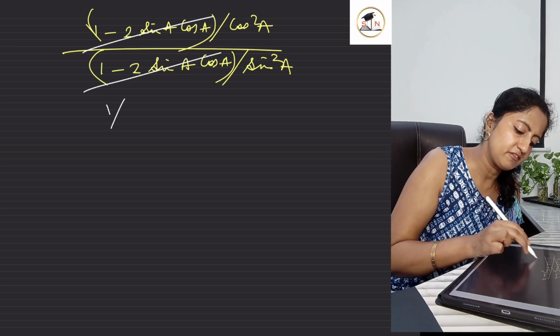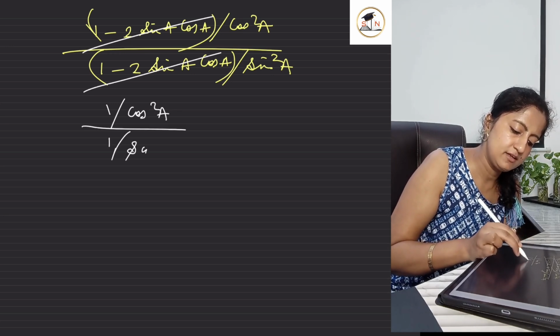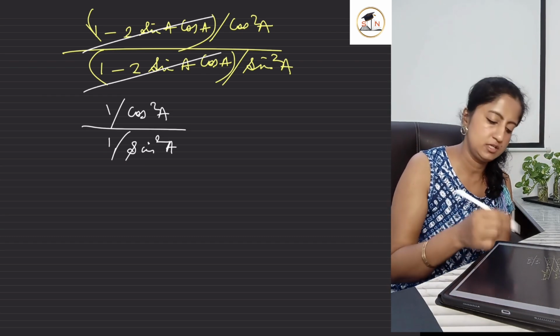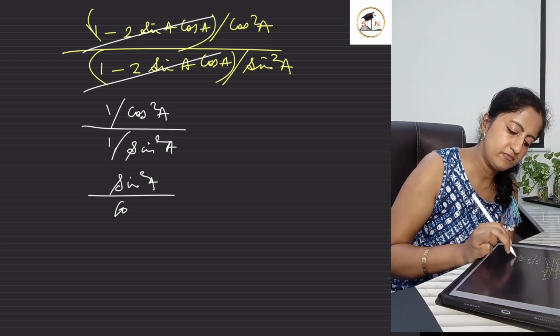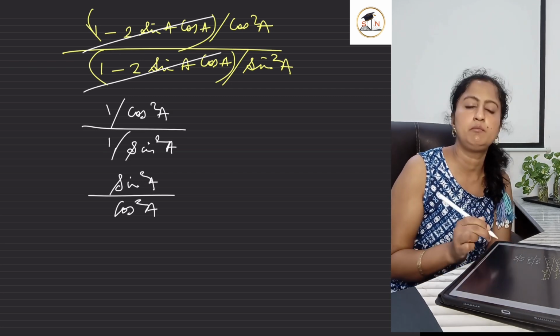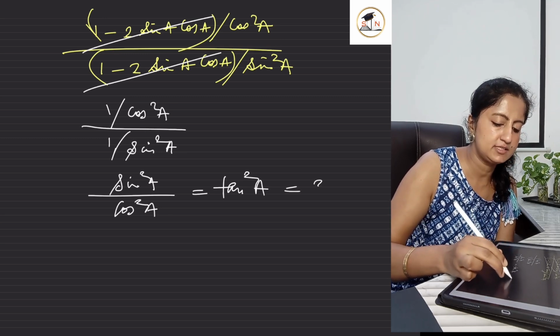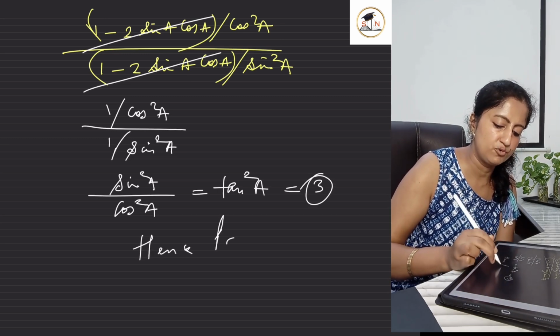What are we left with? 1 by cos square A over 1 by sin square A. Again, same step where we need to flip the denominator fraction. So sin square A comes on top and cos square A in the bottom. That is nothing but tan square A, hence equal to the third side, and hence proved.